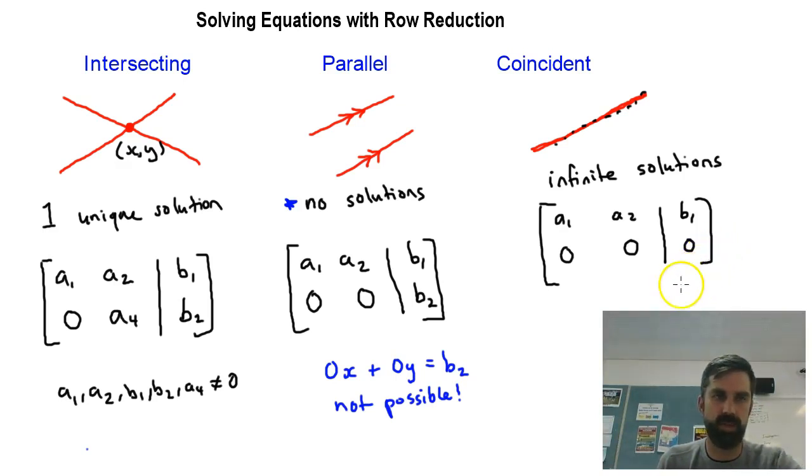If you think about what it means, the bottom row is telling you that 0x plus 0y equals 0. No matter what value of x and y you put in there, that's always going to be true, because 0 times whatever is always going to be 0. So there are infinite solutions in that case. So from doing the row reduction, you can actually tell what type of situation you're dealing with. Okay, I hope that makes sense.